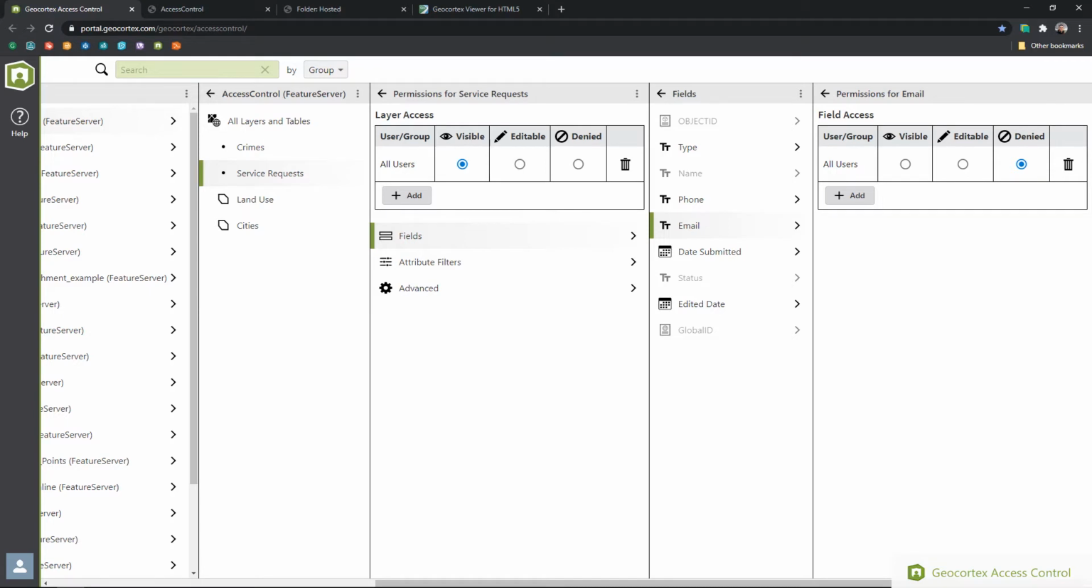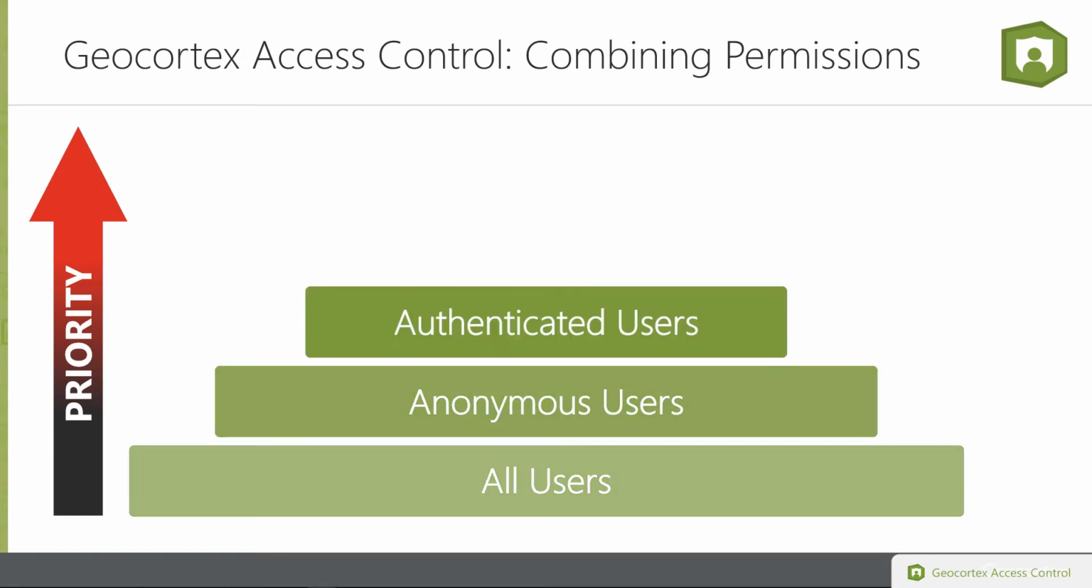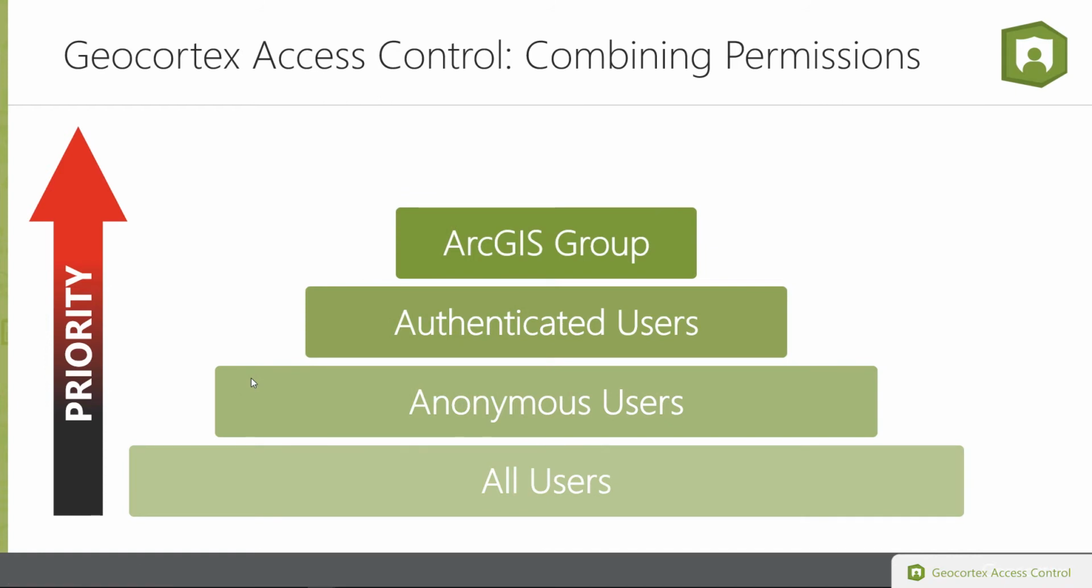Flip a coin, rock, paper, scissors? No, there's an order of precedence. And I think the easiest way to remember is that the smallest permissions get top priority, like a pyramid. So first up, the permissions for all users get applied. Then anonymous users and authenticated users, the built-in groups, get permissions applied. Then if there are permissions for ArcGIS groups, those are applied. And lastly, specific user permissions. Now, importantly, as these are applied from the bottom to the top, every permission will override permissions at the lower levels, regardless of whether they're allowing or denying access.